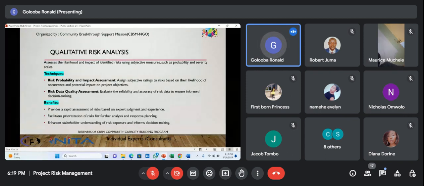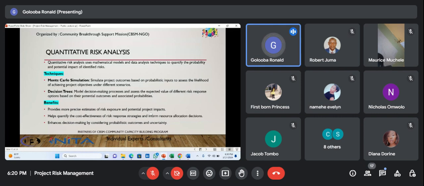So some of the benefits of qualitative risk analysis as a tool include that it provides a rapid assessment of risks based on expert judgment and experience. It facilitates analysis and response planning, and it also enhances stakeholders' understanding of risk exposure and informs our decision making.